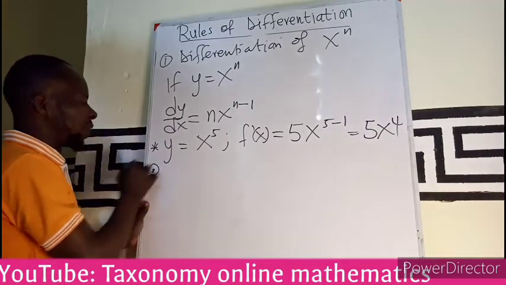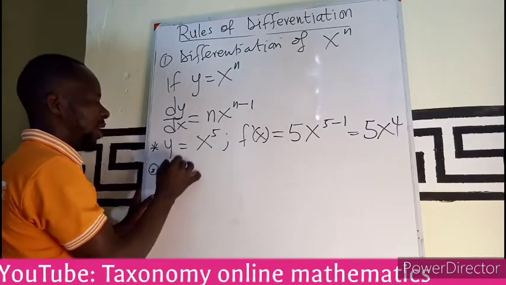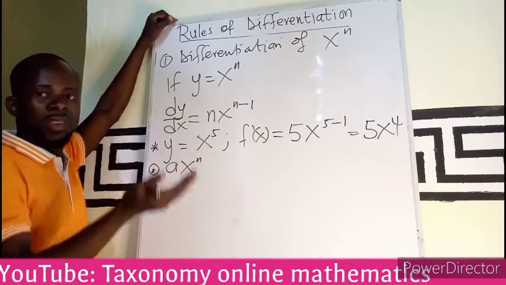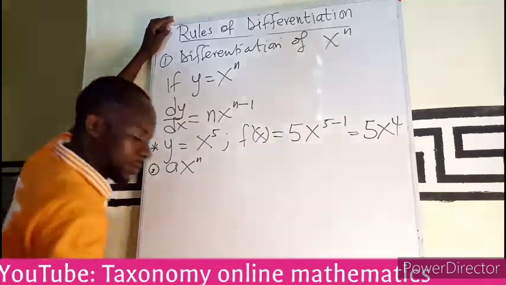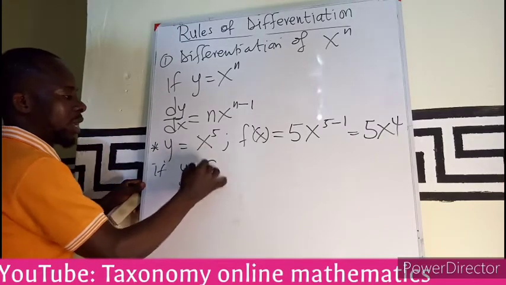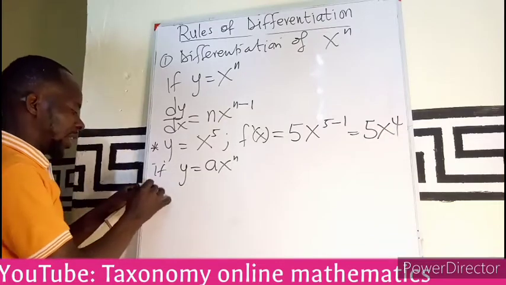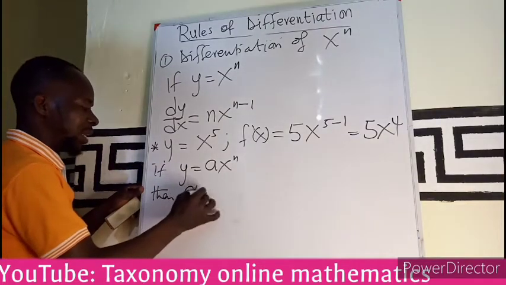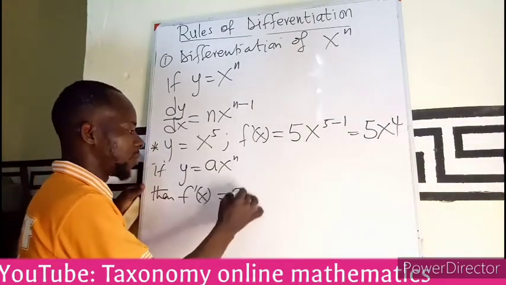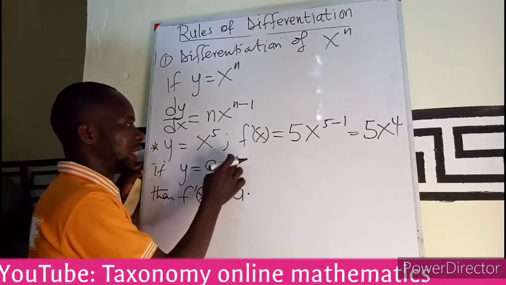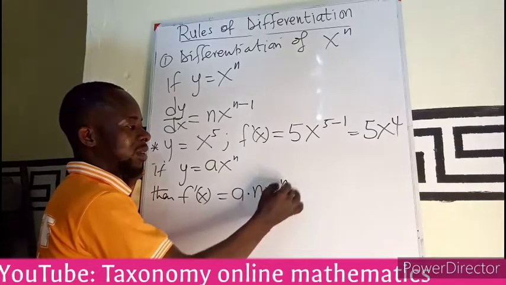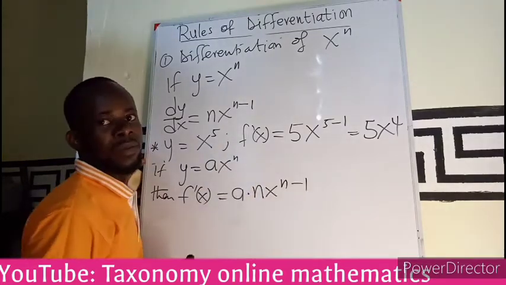If I have differentiation of a times x exponent n, where a and n are both constants, so if y equals a x exponent n, then our dy dx is going to be: hold your constant, and multiply it with how we differentiate this. So the exponent is multiplying the function, and the exponent is reduced by 1.